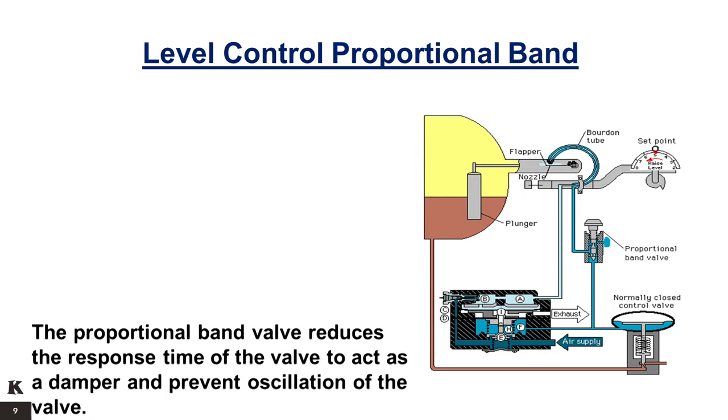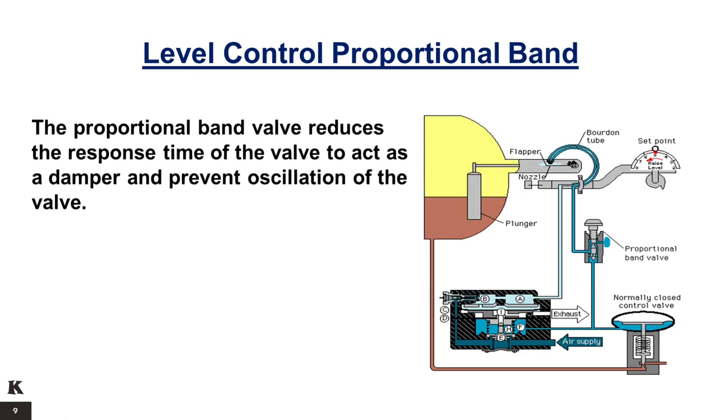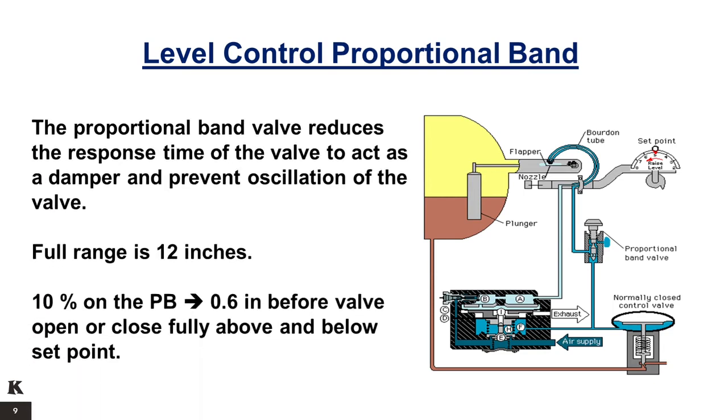Level control proportional band. The proportional band valve reduces the response time of the valve to act as a damper and prevent oscillation of the valve. The full range is 12 inches. 10% on the proportional band means 0.6 inches before valve opens or closes fully above and below set point.